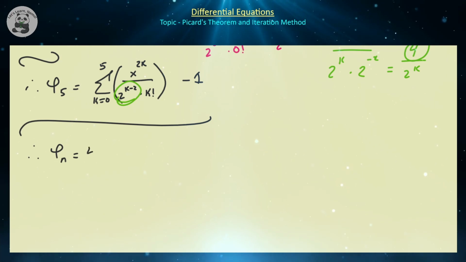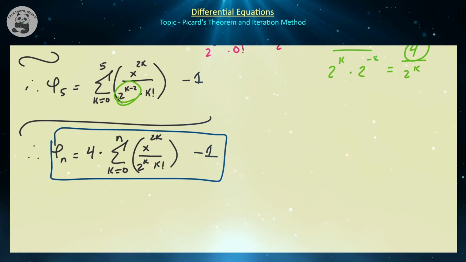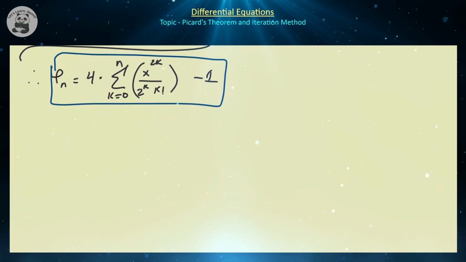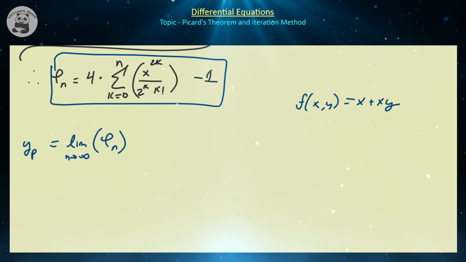Right? So from this, we can then generalize this using mathematical induction and say that the nth iteration of this is just going to be equal to 4 times the sum from k is equal to 0 to n of x to the 2k all over 2 to the power of k times k factorial minus 1. Right? So if the unique solution exists, and indeed it does, then the true solution, the particular solution, is going to be equal to the limit as n goes to infinity of the nth iteration of this series, provided that our function f(x, y), which is equal to x plus xy, is continuous in x and is Lipschitz continuous in y, which it is. Right? So life is good there.